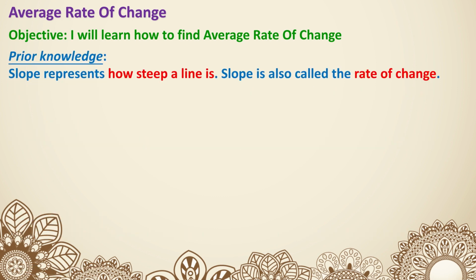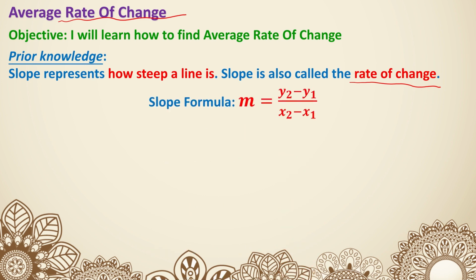So, prior knowledge. Slope. Slope represents how steep a line is and is also called the rate of change. And you can already see, rate of change is actually part of the title because they are related. But let's quickly review how to calculate slopes with 2 points given using the slope formula. M equals y2 minus y1 over x2 minus x1.